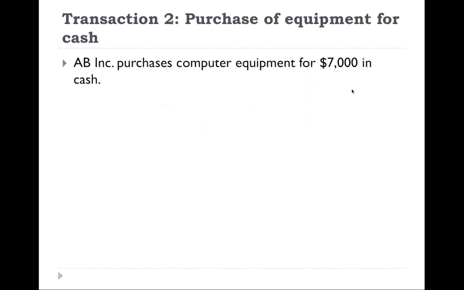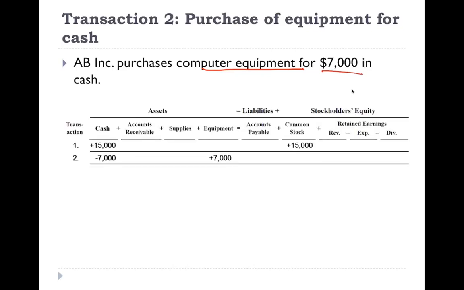And then AB Inc. decides to purchase a computer. So now AB Inc. has some money, 15,000. It decided to purchase computer equipment for 7,000 in cash. How does this transaction affect the firm's accounting equation? In order to purchase this computer equipment, AB Inc. is spending 7,000 in cash. So cash decreased by 7,000.